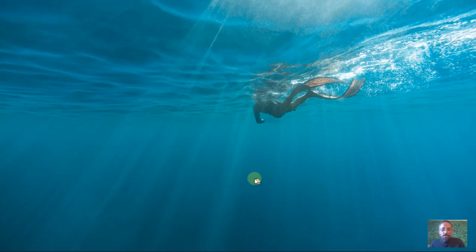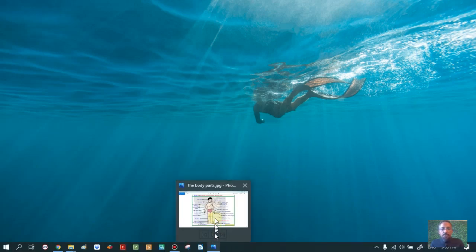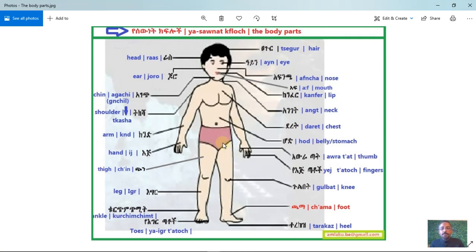Today I am going to present to you a new lesson on the body parts in Amharic, and here we go. The body parts in Amharic are called Yesonet is body, and parkfloch is part.